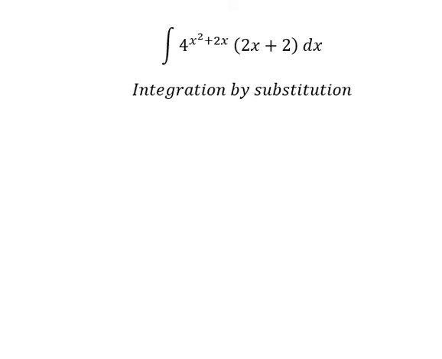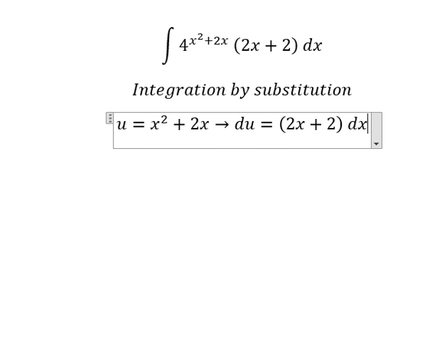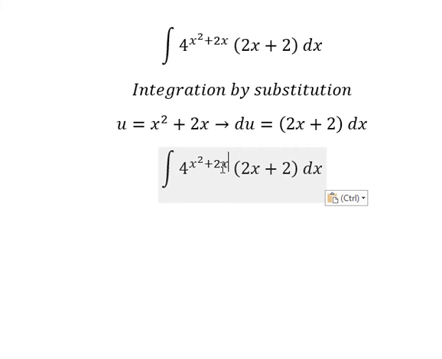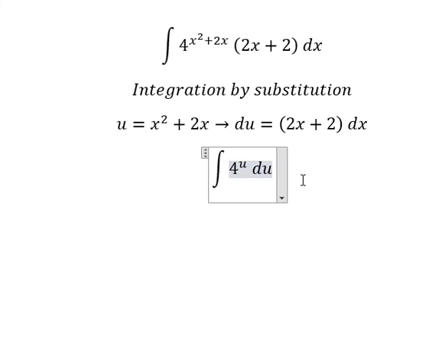So I will put u equal to x squared plus 2x. After that, we take the first derivative of both sides, and we have 2x plus 2 dx. This one we change to u. This one we change to du. And now we have the formula in here.